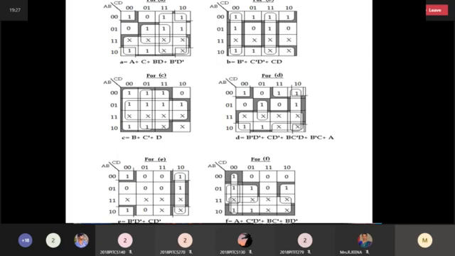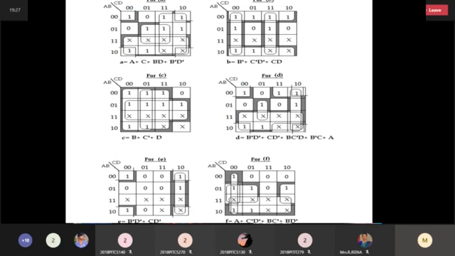Okay, for B, fill the K-map and grouping: this is one group, this is another group, and this is another group. So your answer will be B bar plus C bar D bar plus CD. K-map simplification you already know. So this is very simple.